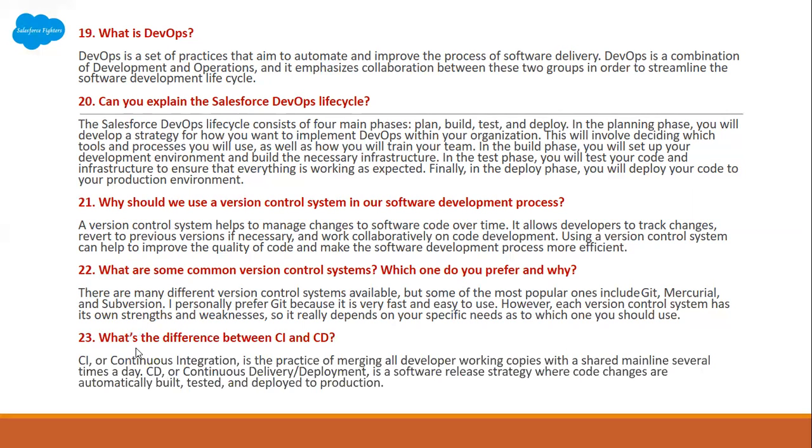Next question. What is the difference between CI and CD? CI, or continuous integration, is the practice of merging all developers' working copies to a shared mainline several times a day. CD is continuous delivery deployment. It's a software release strategy where code changes are automatically built, tested and deployed to production.